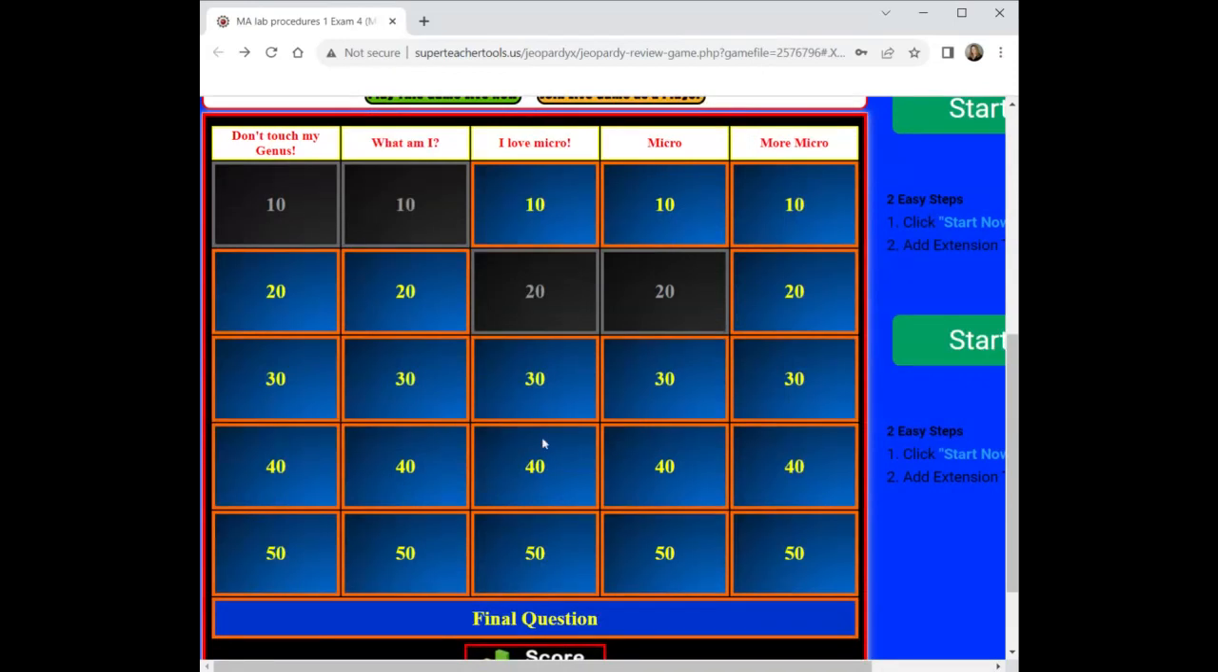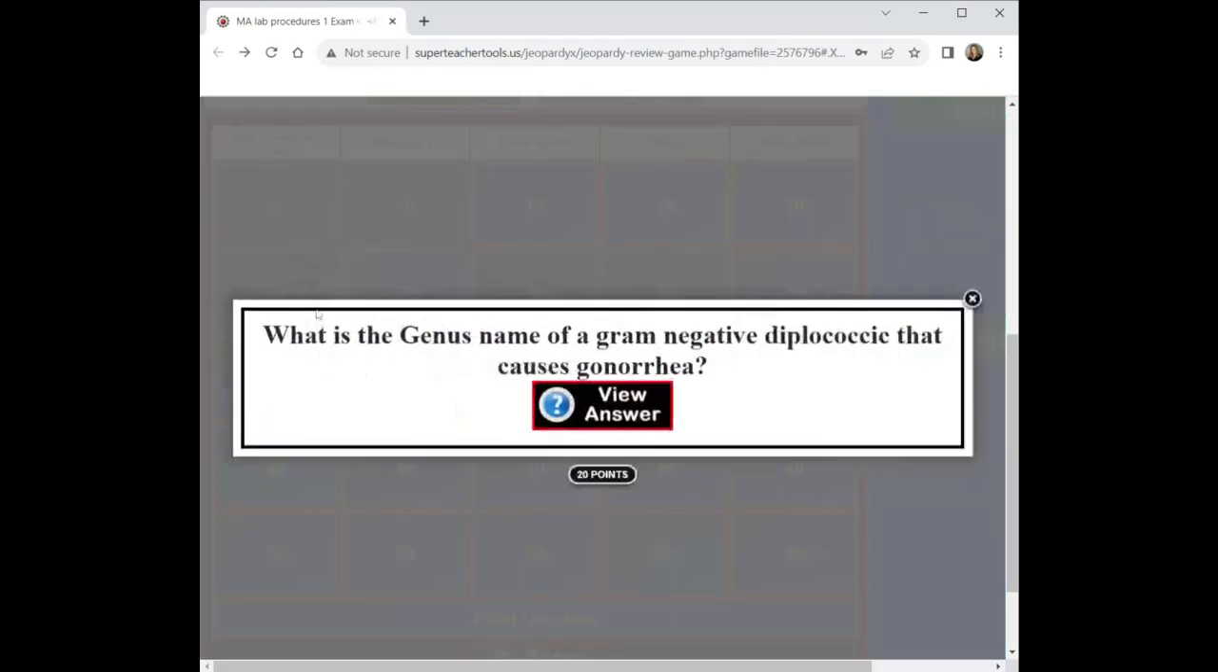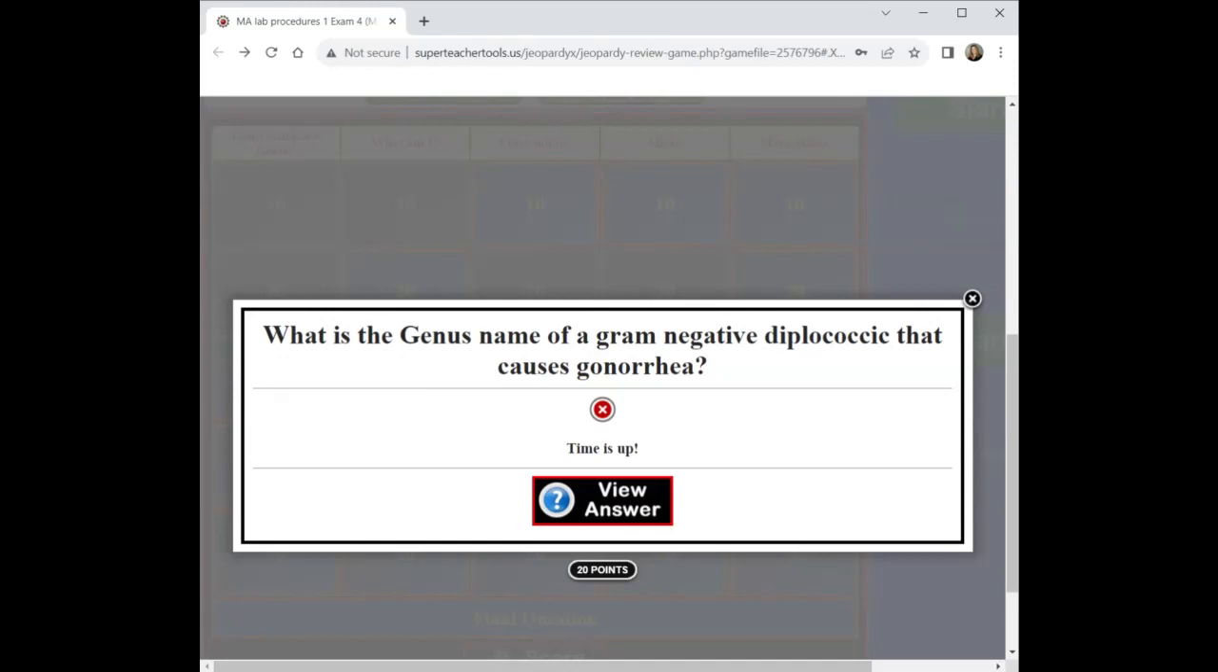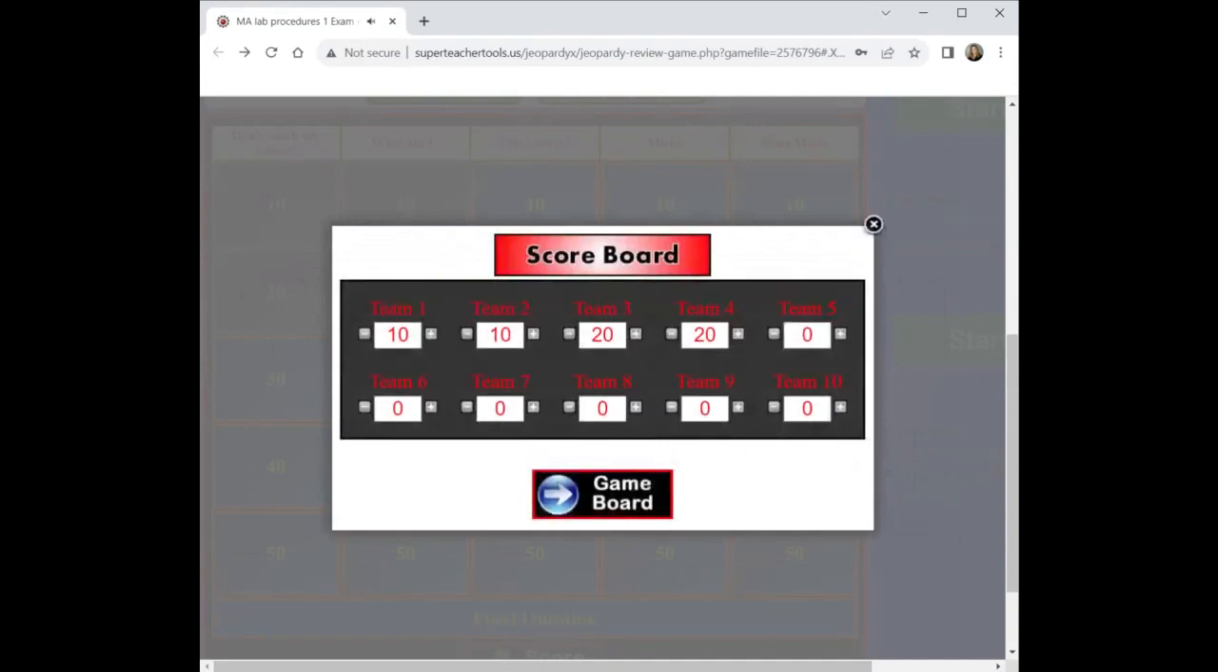Let's do don't touch mine for 20. What is the genus name of a gram-negative diplococci that causes gonorrhea? It starts with an E. I know it does. I don't know how to say it. Neisseria? Okay, I'll take that. Neisseria.